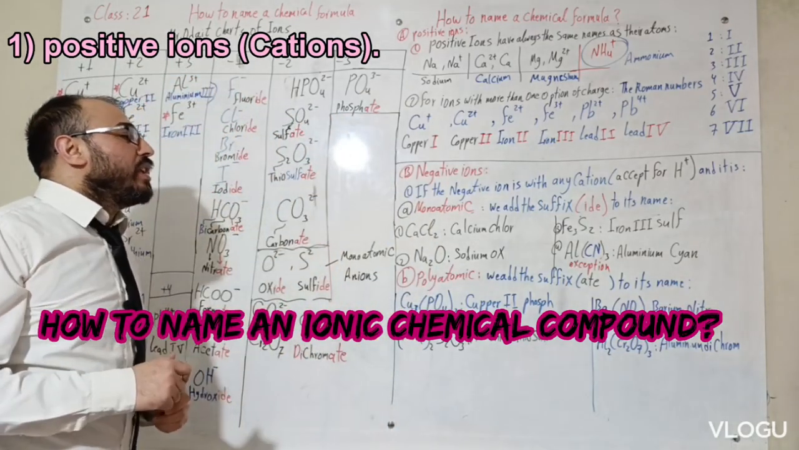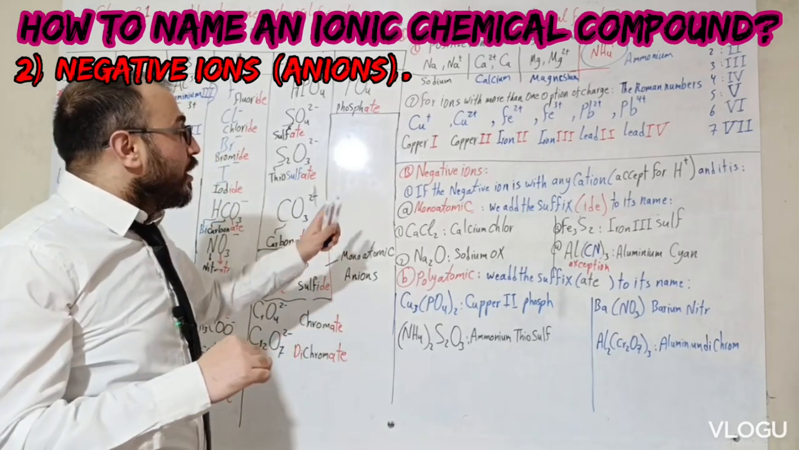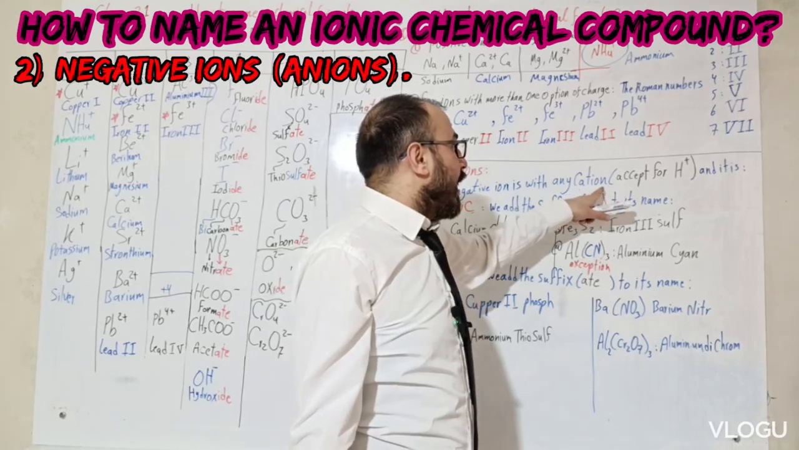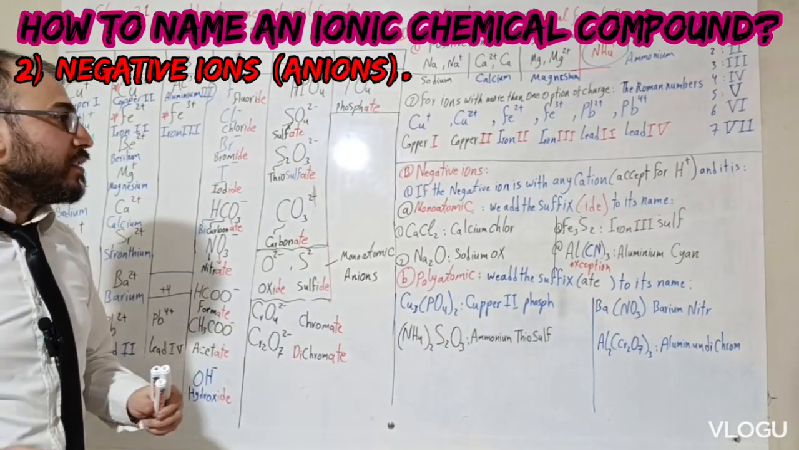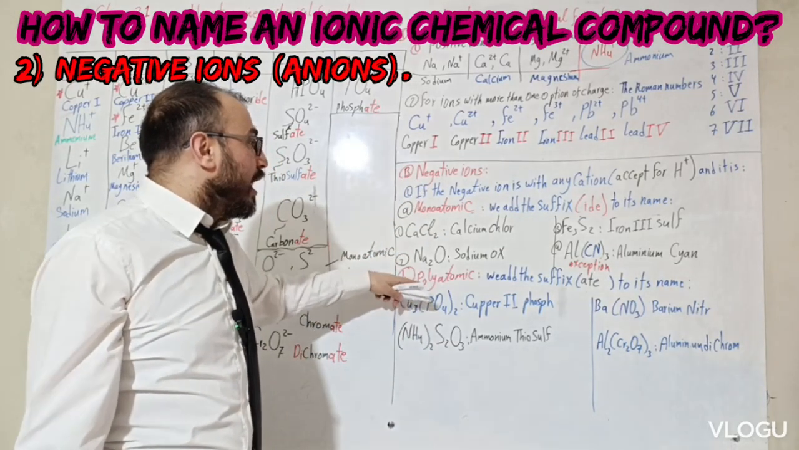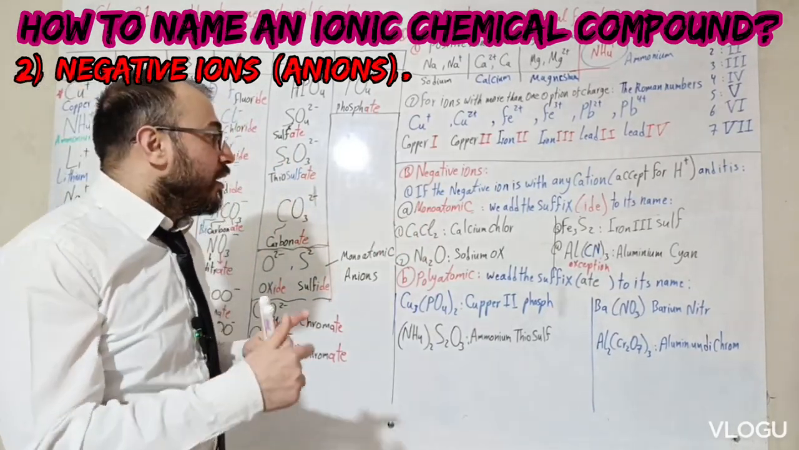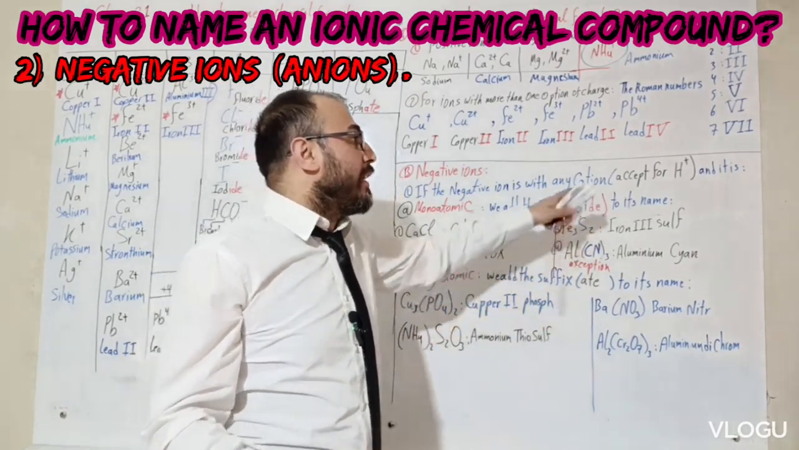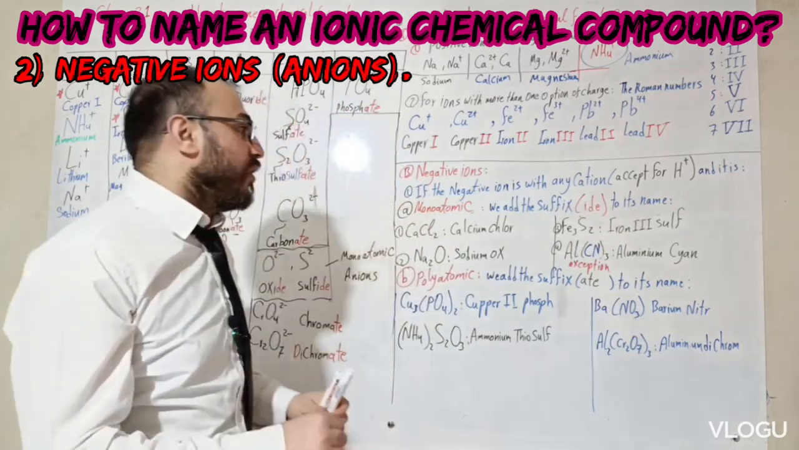Now, my friends, what about the negative ions or the anions? Here, my friends, we have two options. The first one is if the negative ion is with any other cation except for hydrogen plus. In here, my friends, we have also two options. The negative ion could be monoatomic or polyatomic, and I'm going to start with the monoatomic here. If a monoatomic anion is with any positive ion or with any cation except for H+, we add the suffix "ide" to the name of the atom.